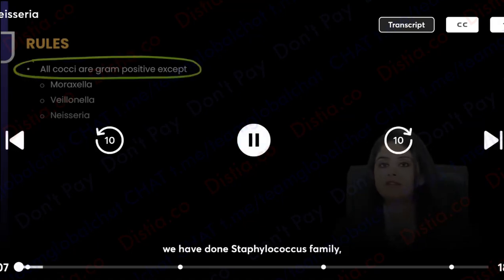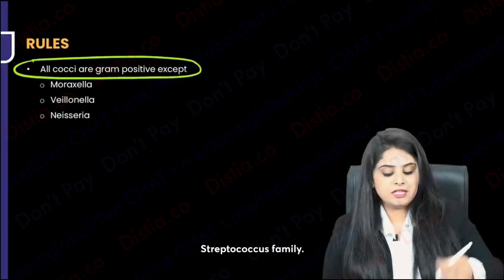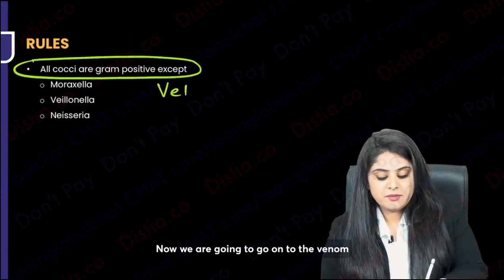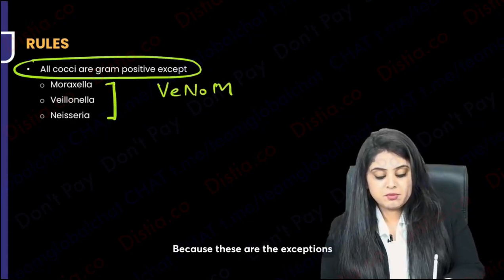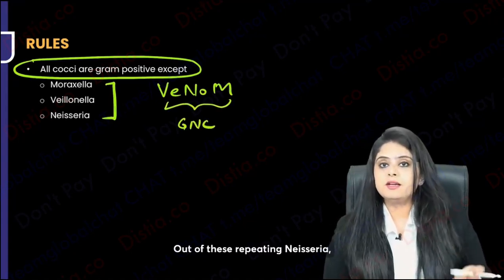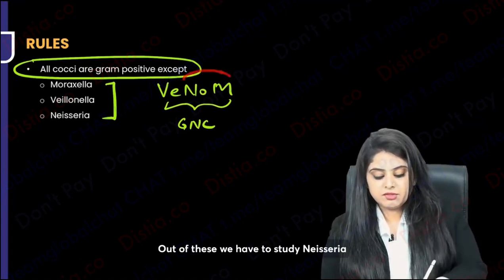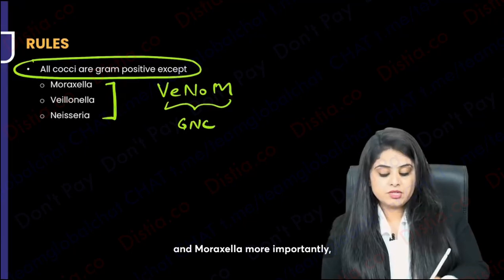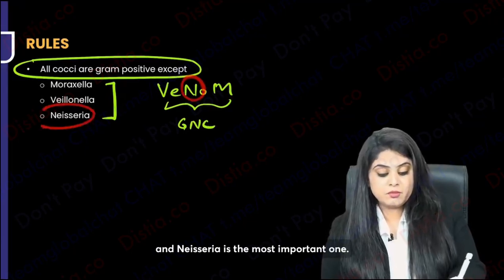Positive, means we've done the Staphylococcus family and Streptococcus family. Now we are going to go on to the gram-negative cocci. And what were they? Because these were the exceptions which were gram-negative cocci. Out of these, repeating, Neisseria, Moraxella, Veillonella. Out of these, we have to study Neisseria and Moraxella more importantly, and Neisseria is the most important one.